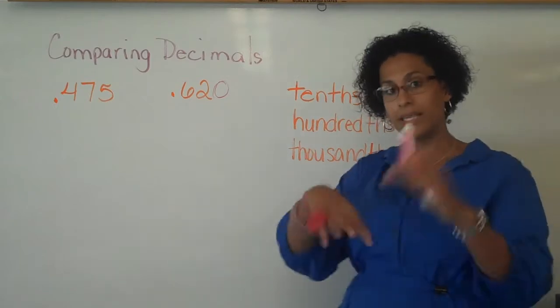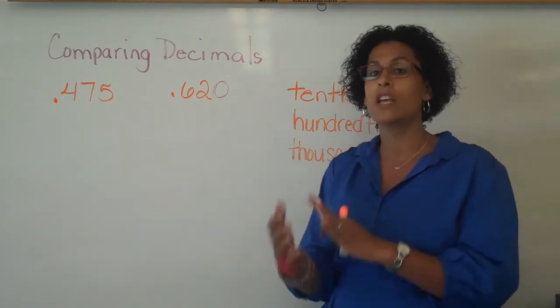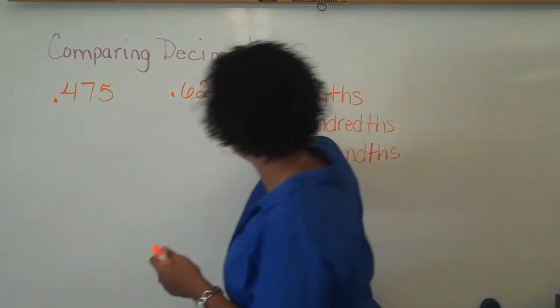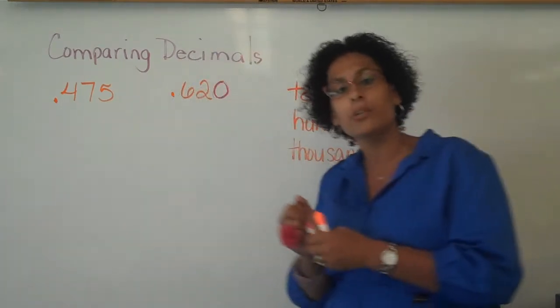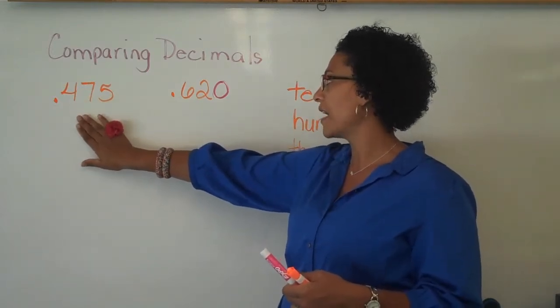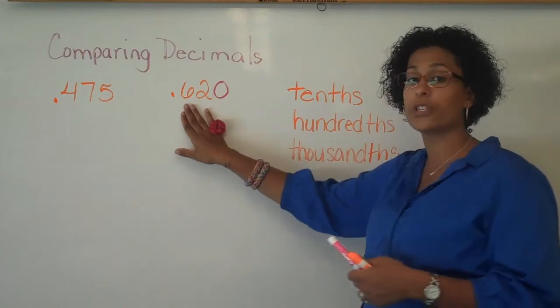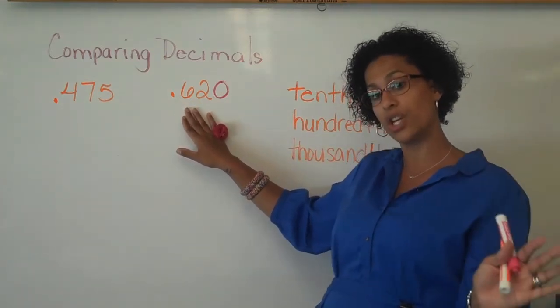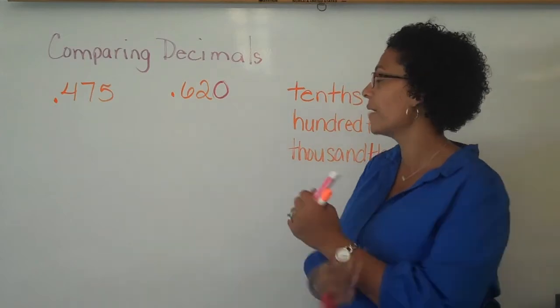Remember last time I erased the zeros because when they come at the end, they don't change the value. So this 0 is not changing the value. It's just visually making things a little bit easier for me to compare. So now when I look at this, I have 475 thousandths, 620 thousandths. 620 thousandths is the same as 62 hundredths, okay?